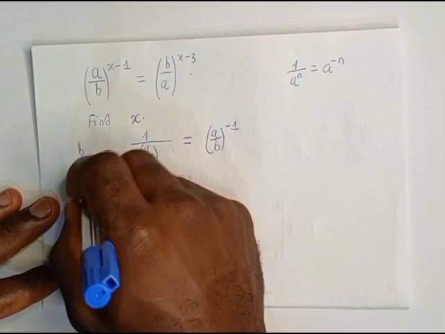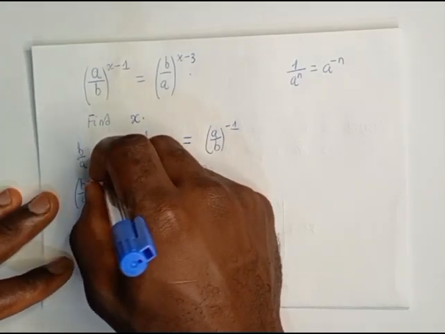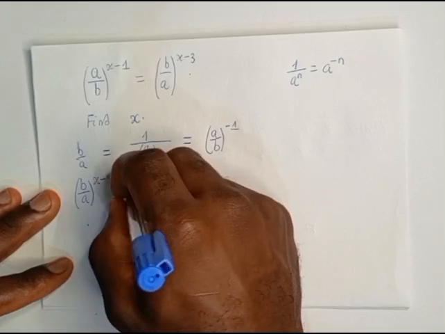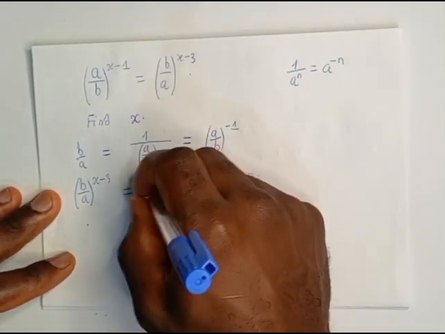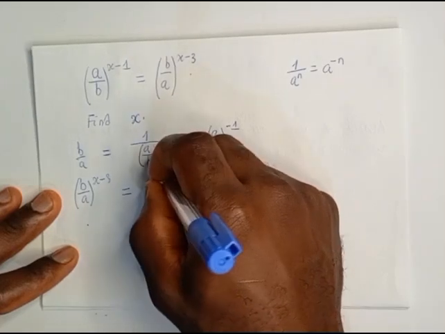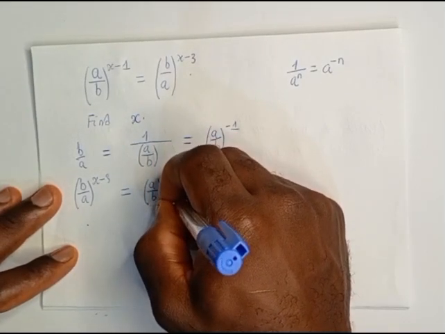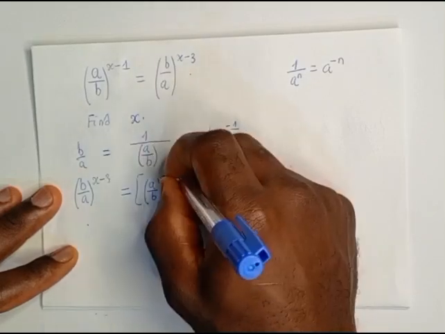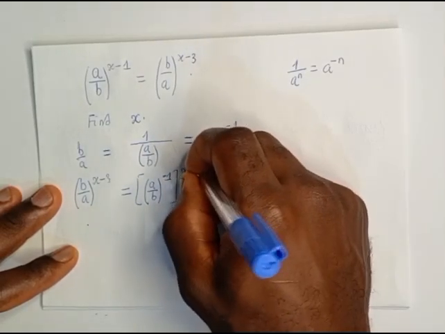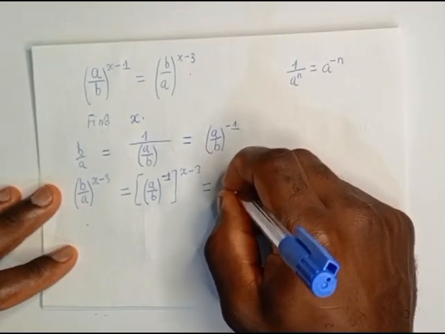Now, if we take b over a, all this raised to the power x minus 3, it will simply be equal to a over b, all this raised to the power -1. Then we raise all this to the power x minus 3. And this will simply be equal to a over b.